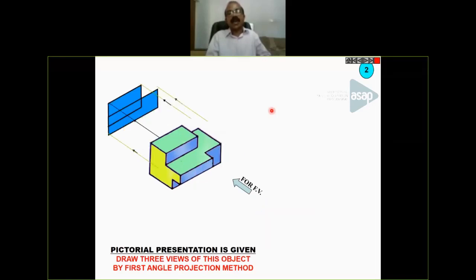So first you have to draw the XY line. Then, by knowing the dimensions of the object, you have to draw the elevation and mark all the points in the elevation. Visible points you have to identify.